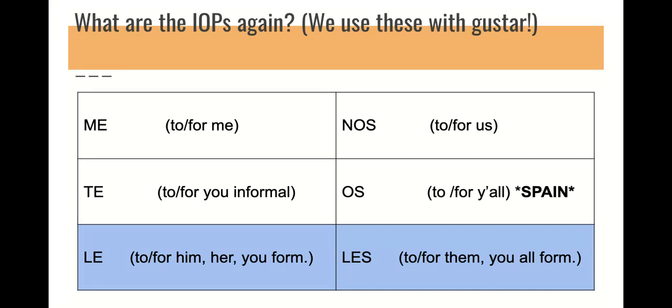Okay, so again, what are the IOPs? And we use these with gustar, as I said before. So me, te, le, nos, os, and les. Although instead of I, you, notice they have different meanings now. So me is to or for me, which again, I would be receiving the action. If you said, you give a gift to me, okay, I'm the one receiving the action, so we would replace to me with me. So we have me, te, le, nos, os, and les. And again, they all mean to or for that person.